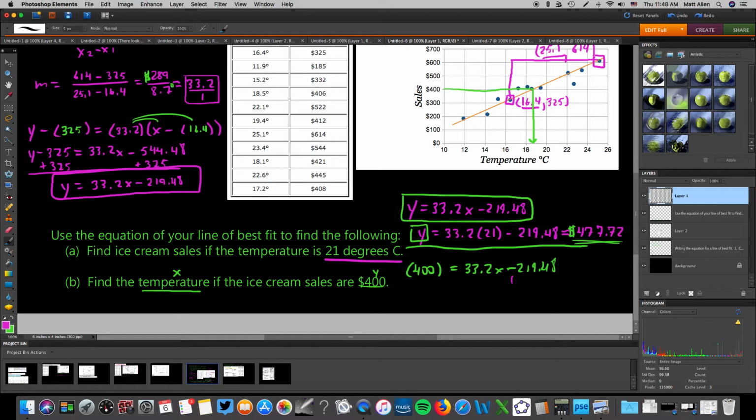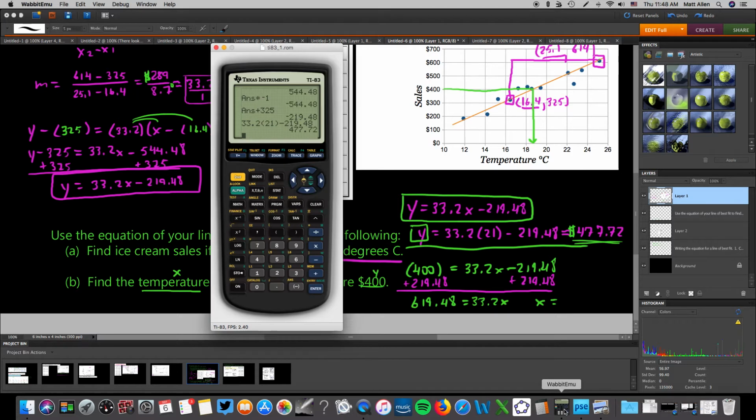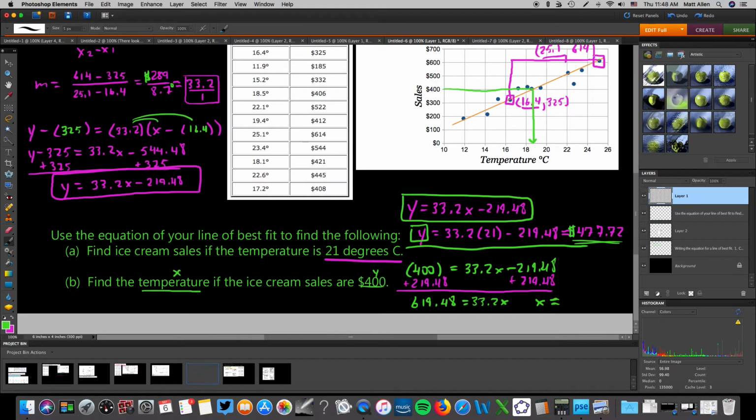So as we add 219.48 to both sides, we would get on the right hand side 33.2x, and on the left hand side we get 619.48. And so if these are equal, then the only thing we have left to do is divide by the 33.2, and if we take 619.48 and divide by 33.2, we should get something that's pretty close to what we would identify visually up on the graph, but about 18.7 degrees. So I'm going to write approximately 18.7 degrees Celsius here.